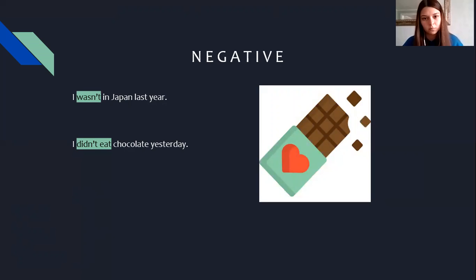And the second one, I didn't eat chocolate yesterday. In this case, the verb eat is just in infinitive. We have to maintain the eat. Do not use ate or any other past form because the didn't is doing everything here. So, I didn't eat chocolate yesterday.